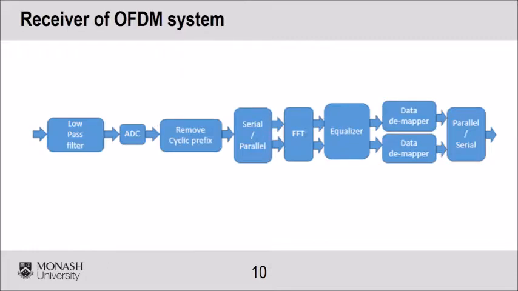At the receiver side, the cyclic prefix in the data will be removed and then transformed to parallel form before going through the FFT block in order to convert the data from time domain to frequency domain.